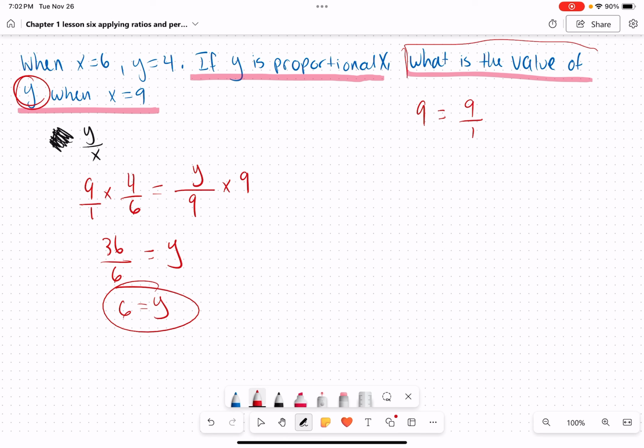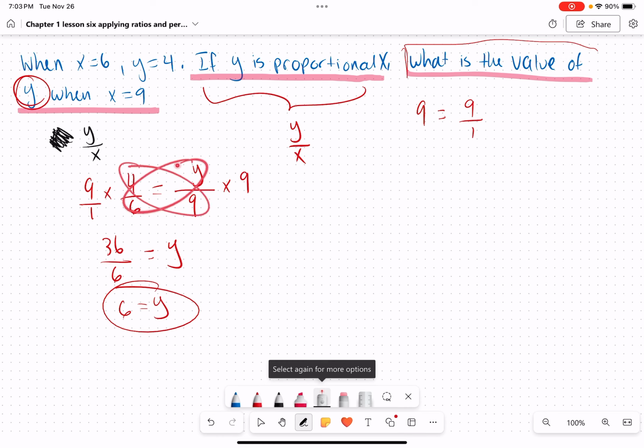Again, if y is proportional to x, we can write that as a fraction, y over x. That's probably the biggest piece of information given in this problem. After that, you have to rewrite the equivalent ratios and solve for y, which we know how to do. You could have also cross-multiplied the 4 and the 9 and the y and the 6, but that's just a preferred method. You could do it any way and you'll still get the same answer.